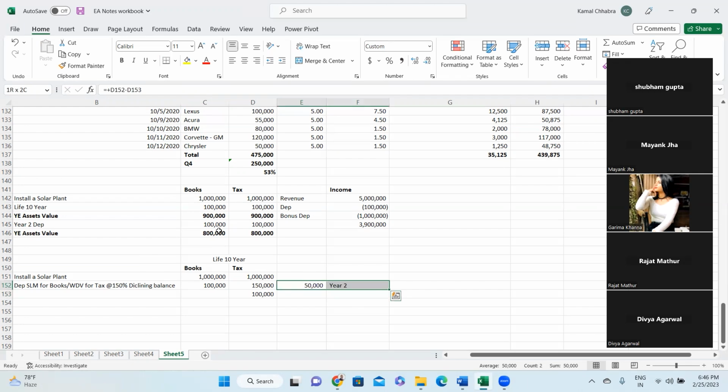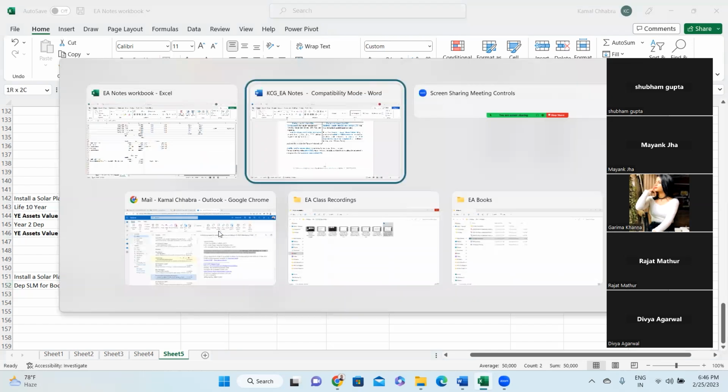Make sense? Mayank, Shubham, Garima? Yes, sir. Yes, sir. Yes, sir.